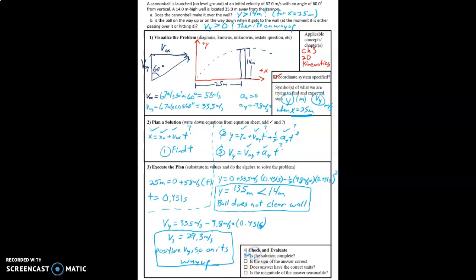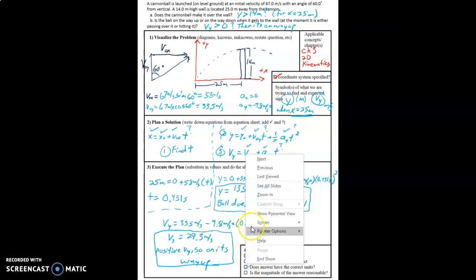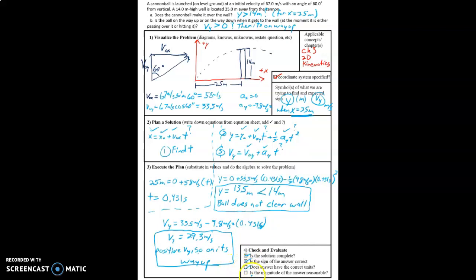Alright, so now our solution really is complete. Sign of the answer is correct. We got a positive value here. We didn't really know what this was going to come out to be. That was the whole point. The units do work out. If you carefully work through the units, you'll see they work out just fine, and the magnitudes are reasonable.